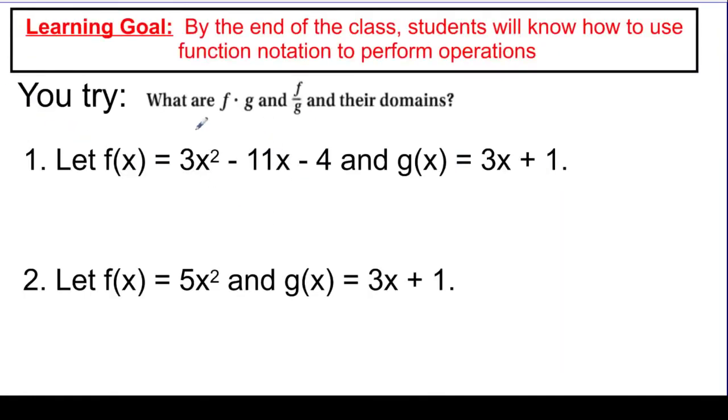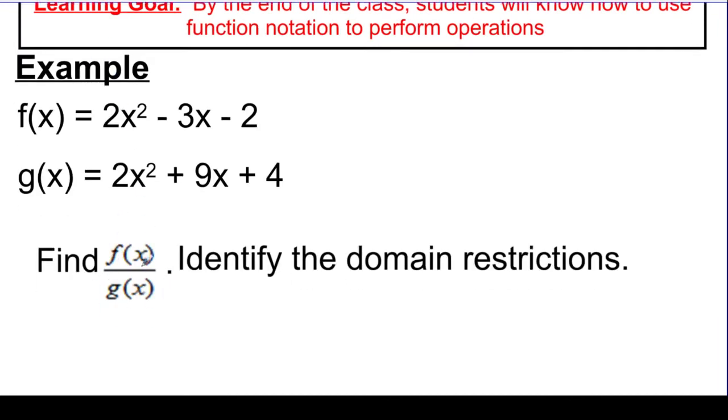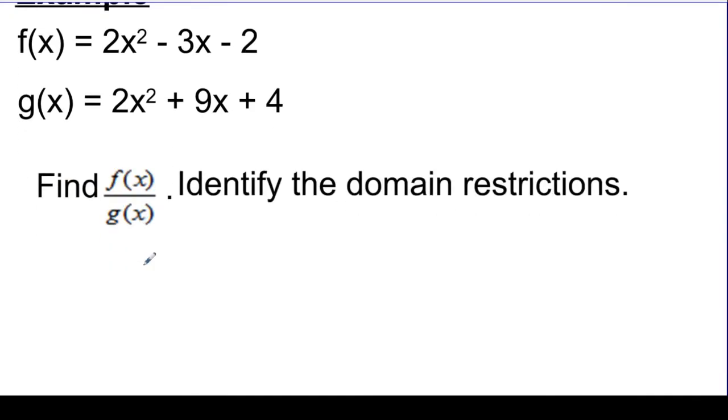So we're just going to focus on the domain and the range part of this. Oh, well, we'll do both parts of this. So I'm going to start off by setting this up. This is f of x and g of x. Let's do f of x on top, 2x squared minus 3x minus 2, and g of x goes on the bottom. That's 2x squared plus 9x plus 4.